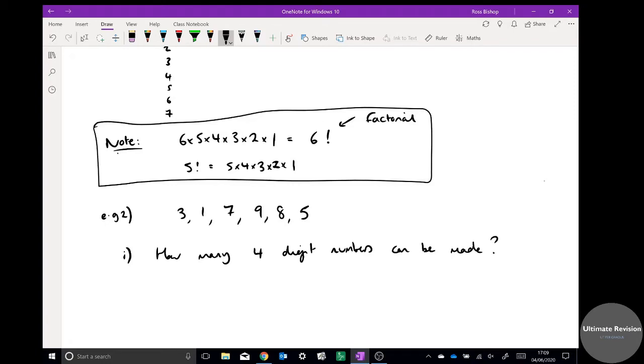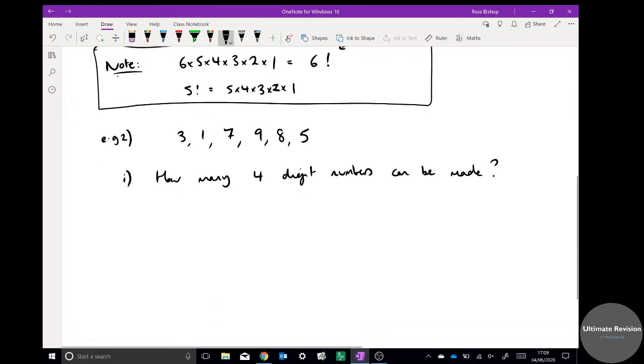Okay, so how many 4-digit numbers can be made? Well, we've got 6 to choose from. The best way to approach this again is to create an options table. So place number 1, place number 2, place number 3, and place number 4.